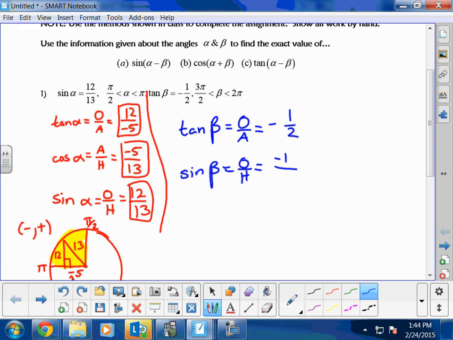I don't know what the hypotenuse is, and I do have cosine beta. Cosine beta is adjacent over hypotenuse. And in this case, I have adjacent, which is 2. It's going to be positive, though. What I'm missing is the hypotenuse on this one. Now, let me draw the triangle so y'all get a clear idea. How is it that I figure out this is negative 1?